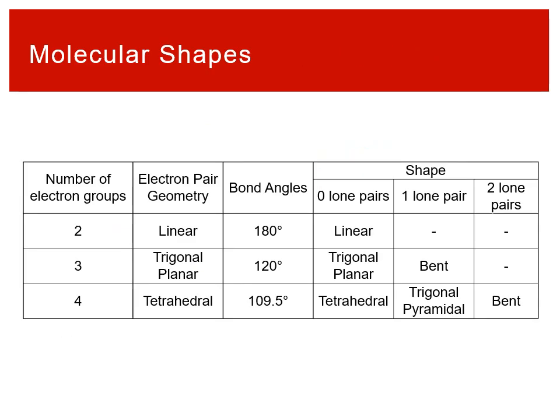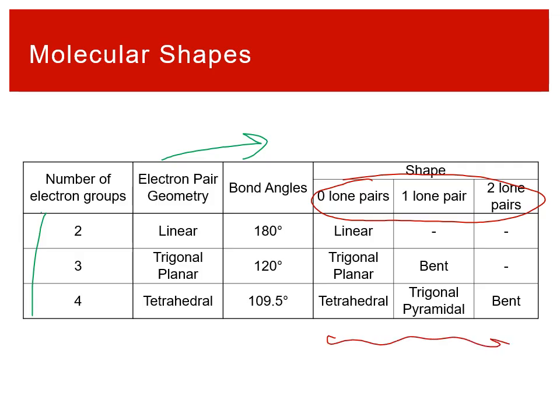So again, diagnosing shape, figuring all this stuff out starts with figuring out the number of electron groups, just counting in the Lewis structure. Everything comes off the Lewis structure. That immediately gives us information on electron pair geometry and bond angles. Determining shape just comes from taking that number of electron groups and figuring out how many of them are lone pairs, and then we can interpret that right here.